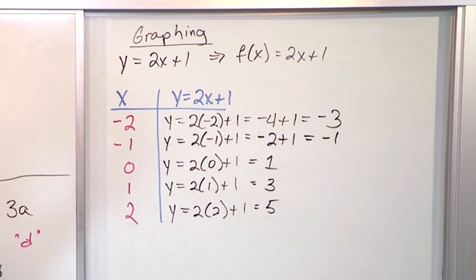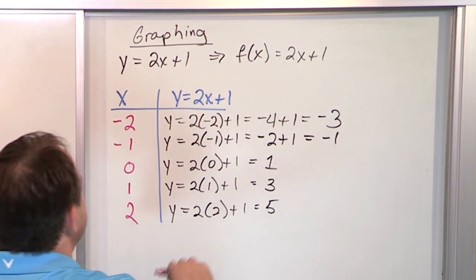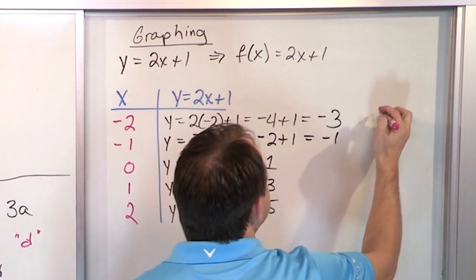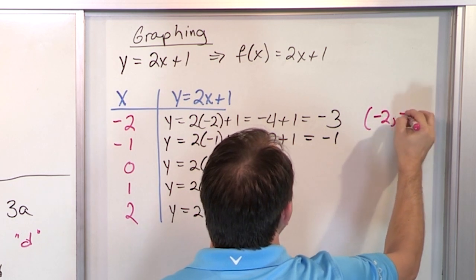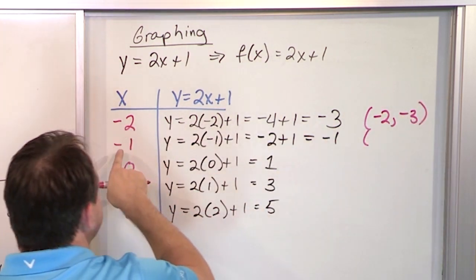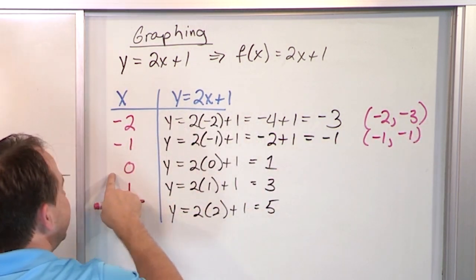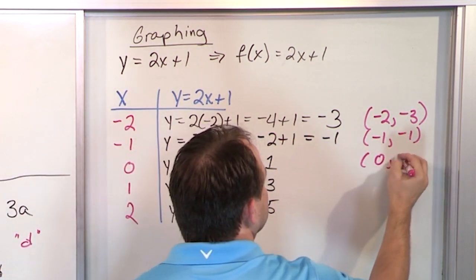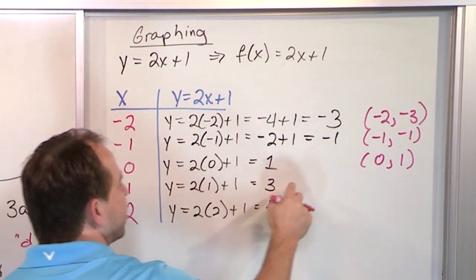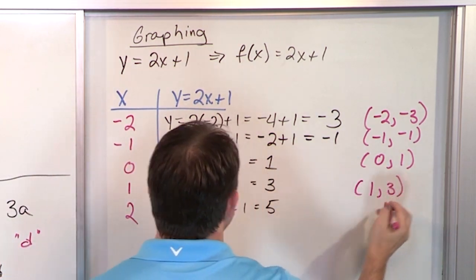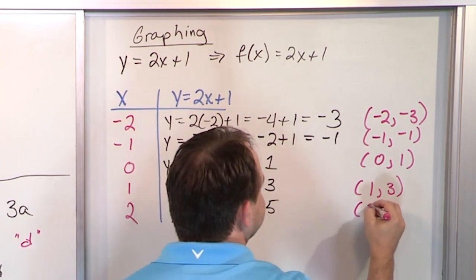So here's what I have. I have a bunch of points. Now this is x comma y. So this point is -2 comma -3. This point is -1 for x, -1 for y. This one is 0 comma 1. This one is 1 comma 3. This one's 2 comma 5.